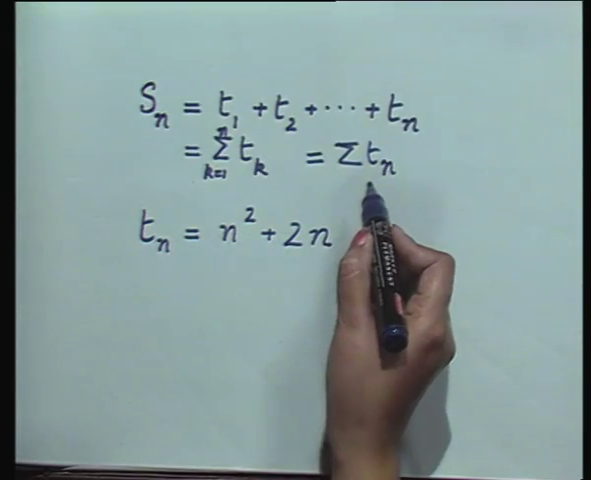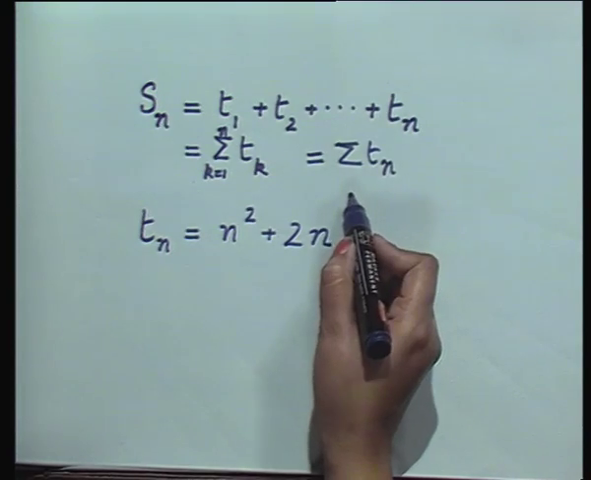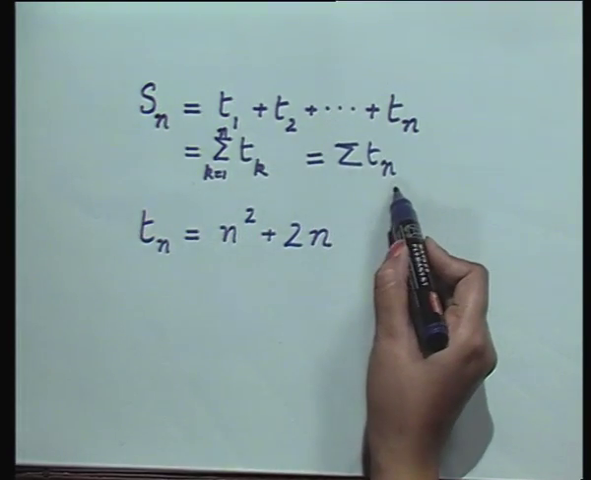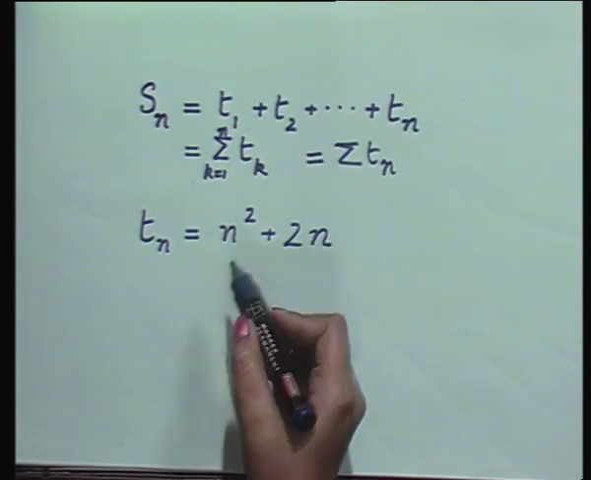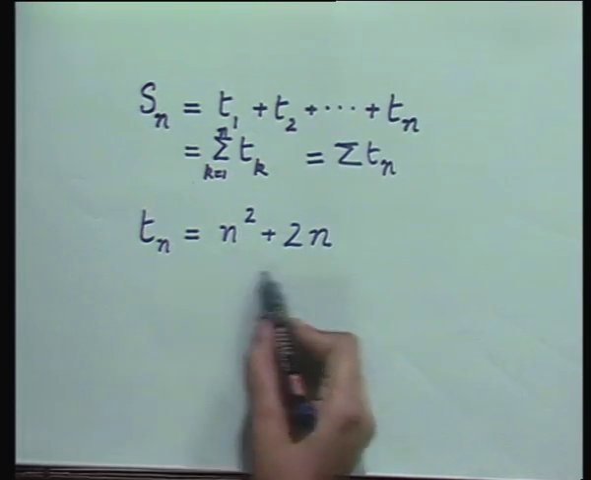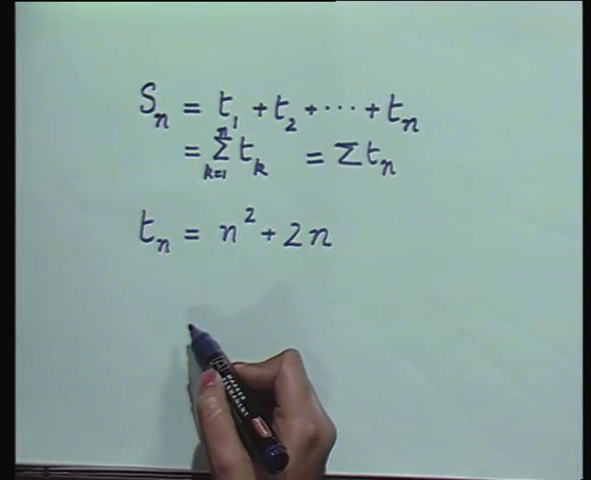So, we will be using these alternately, whichever you find convenient. But this is a more common form. Sn is therefore equal to sigma Tn, and you do not have to write everything in terms of k. Now, suppose I am given Tn to be equal to n square plus 2n. Can we find the sum of that particular series?